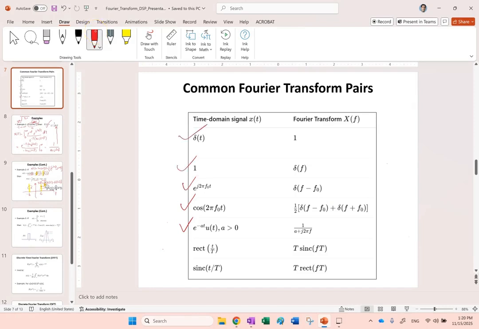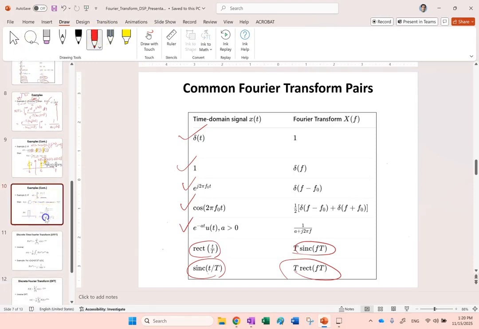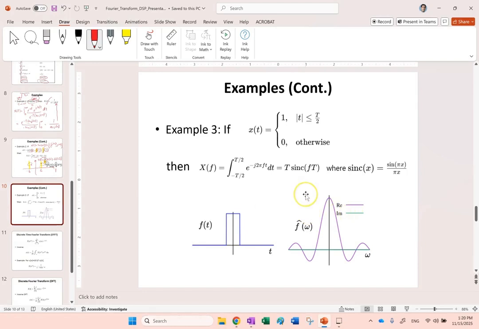The last pair that we want to look at is a pulse that becomes a sinc function, and the other way around, the sinc function becomes a pulse. So let's look at this last one here. What is a sinc function? What is a pulse here? A pulse in the time domain is defined as a function that is 1 between negative T over 2 and positive T over 2, and elsewhere 0, right? So that's a pulse like this.